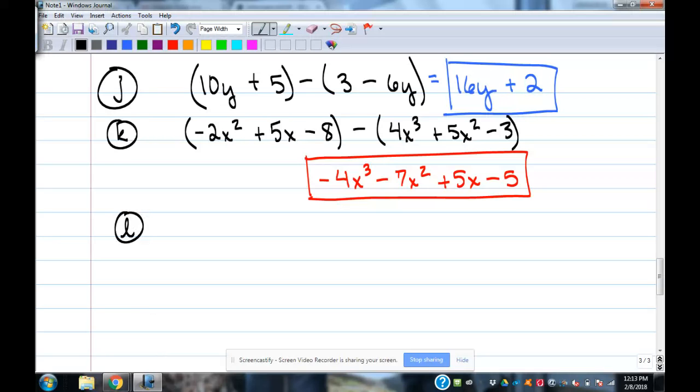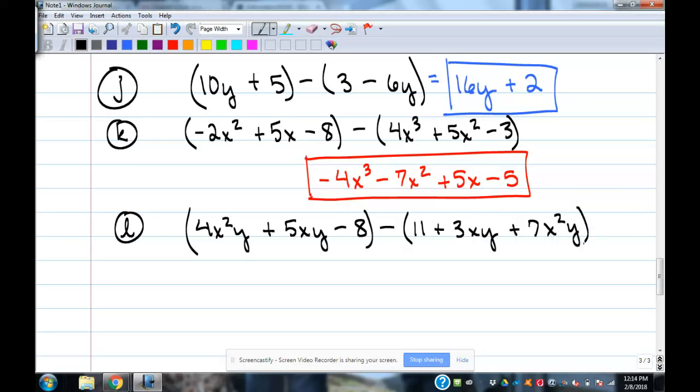Let's look at one more of those. Let's say we had 4x squared y plus 5xy minus 8, something similar to the one before, minus 11 plus 3xy plus 7x squared y. You're getting two variables in there. All right, so two variables is a little more difficult to do because you got to worry about matching up all the parts to the terms, okay?